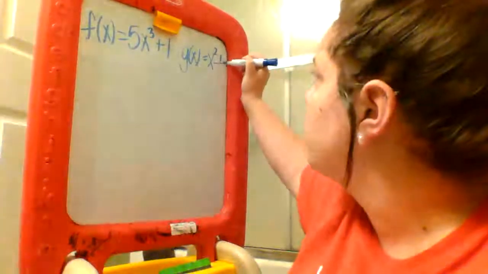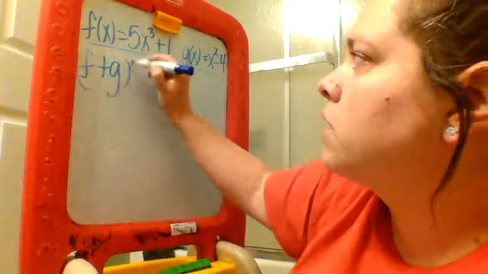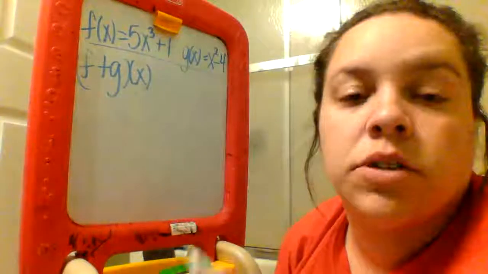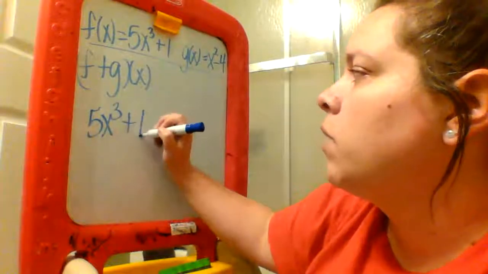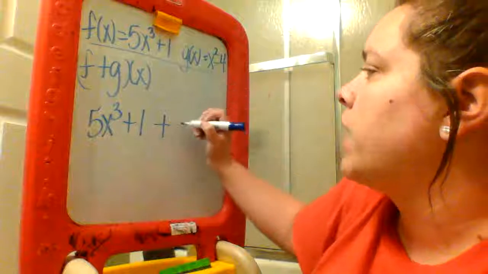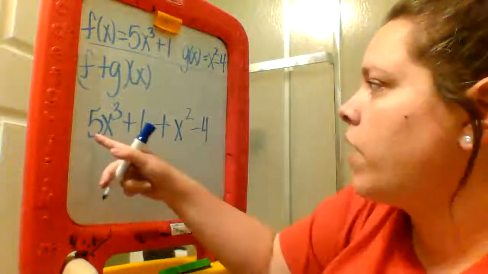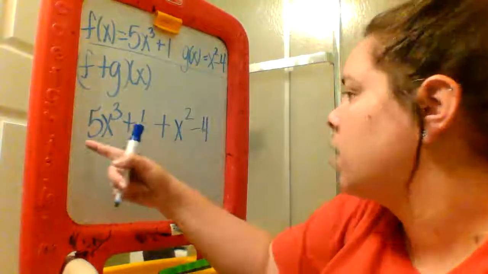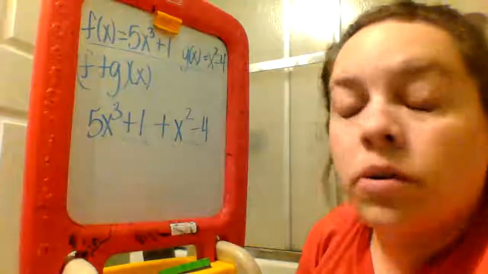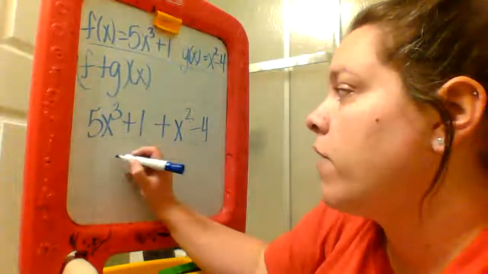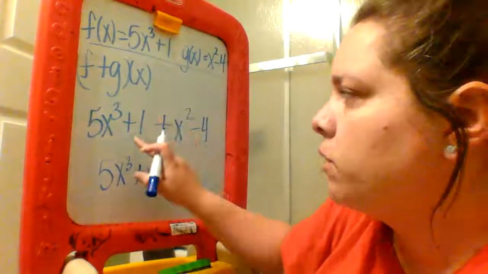X squared minus 4. All right, so the first thing that they're going to ask us to do is f plus g of x. So I'm going to add function f to function g. So function f, 5x cubed plus 1, and I'm going to add that to g of x, which is x squared minus 4. Then I look for like terms. So 5x cubed, x squared, 1, and negative 4. So only the numbers are like terms, okay? So when you go to write it, your answer still has to be in standard form. So I would write that 5x cubed first, and then that plus x squared, and then I would put together like terms.